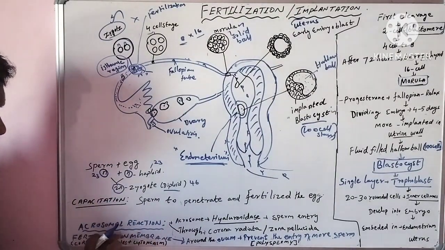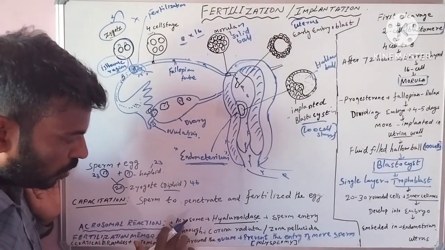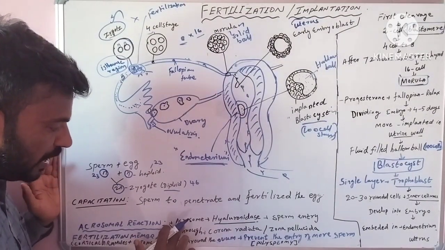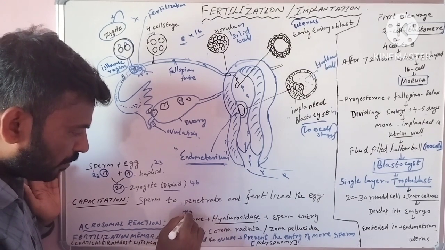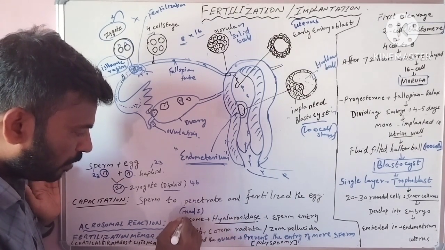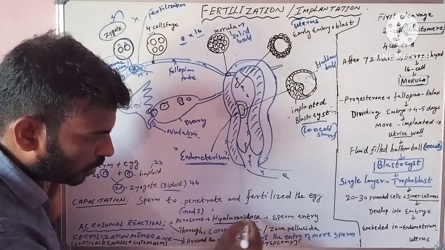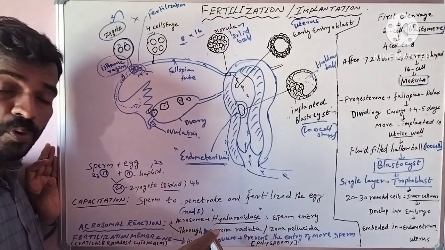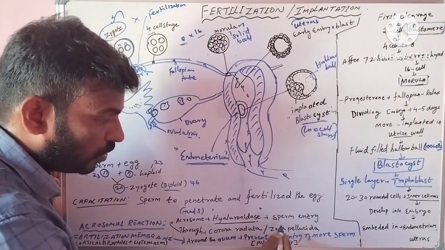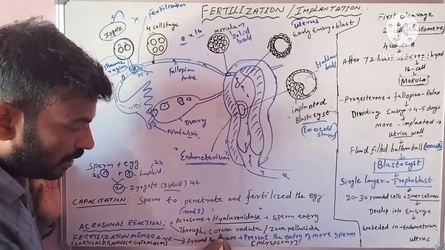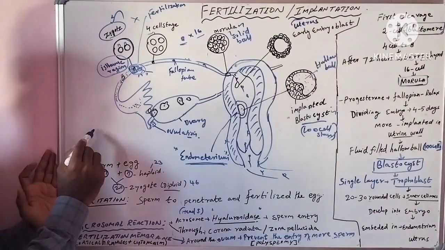Okay. Acrosomal reaction. The acrosome is present in the head region of the sperm. The acrosome releases a proteolytic enzyme called hyaluronidase. These enzymes are used by the sperm to enter through the corona radiata and zona pellucida.